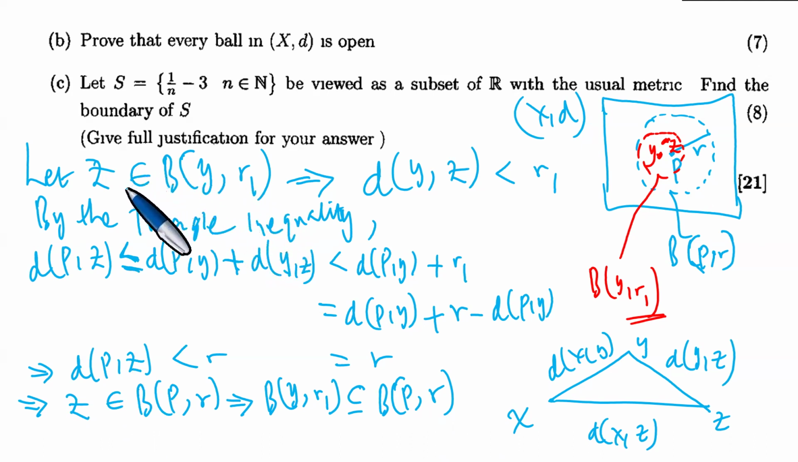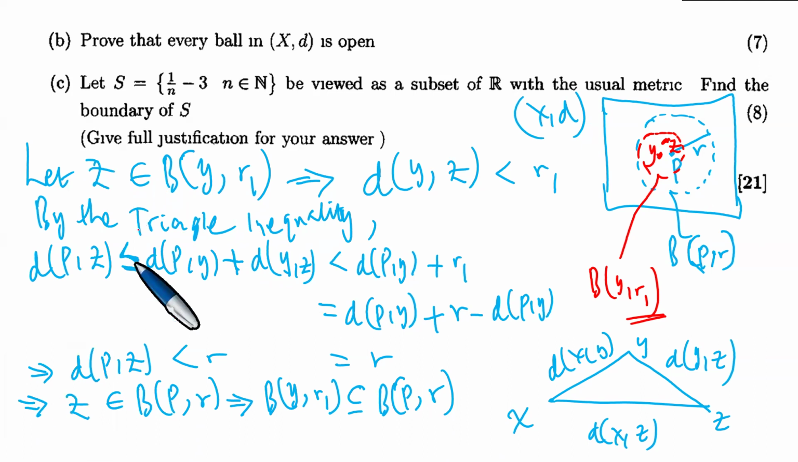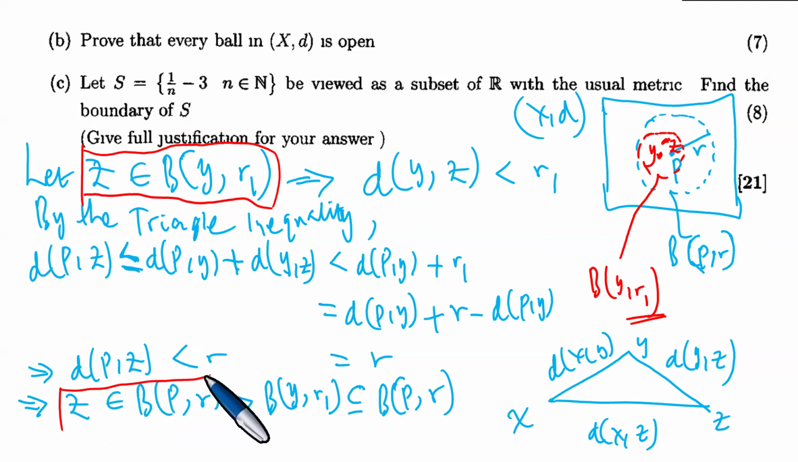And now this Z has very interesting set theoretical implications cropping up here. Z is an element of the ball of center P radius R1. But again, we found that Z is a member of the open ball of center P radius R. It means that this ball BYR1 is a subset of BPR. Okay, if Z is there and this is that.